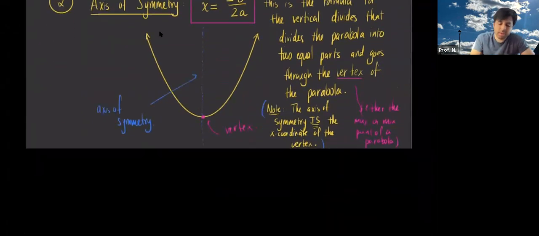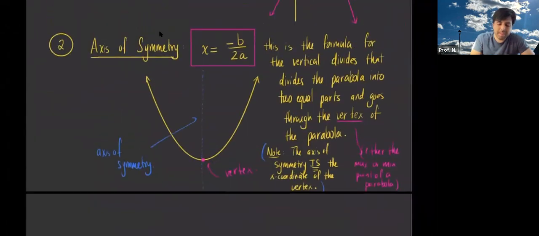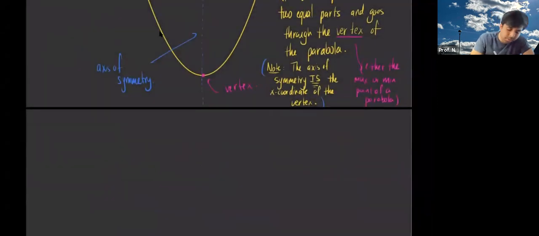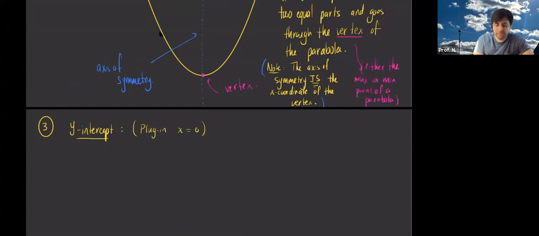And what else can we figure out based upon the information I'm given? I'm also able to figure out the intercepts, in particular the y-intercept. How do I figure out what a y-intercept is? Well, plug in x equals 0, right? Isn't that what we do when we find the y-intercept?